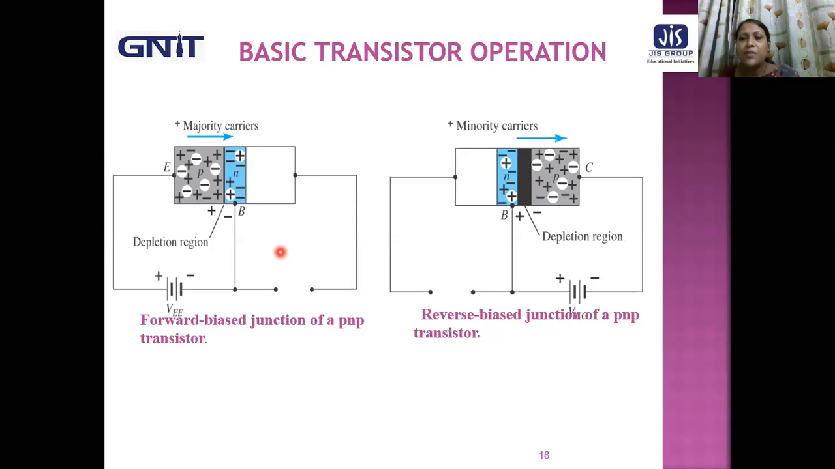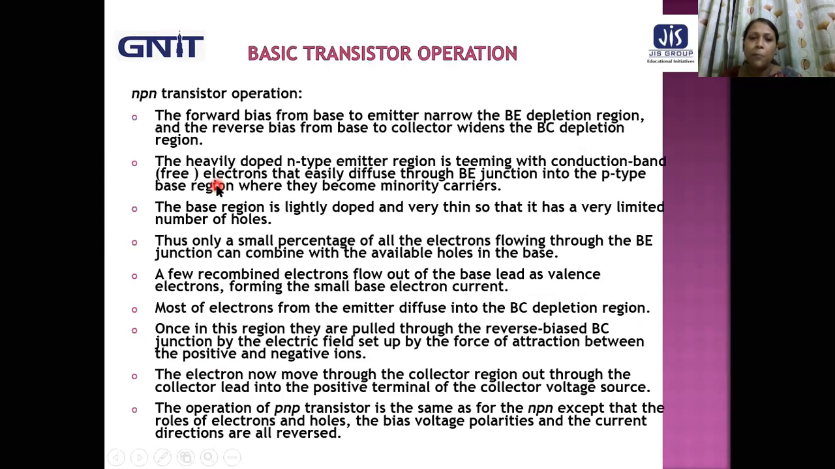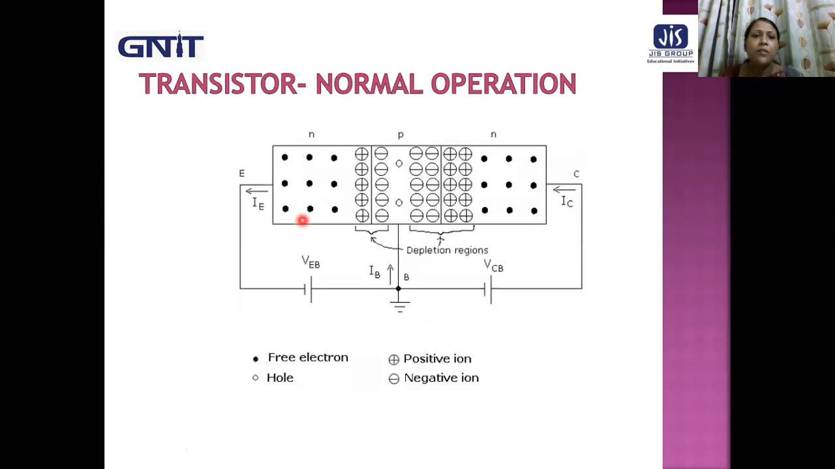But the collector base junction is reverse biased. That's why the width of the depletion region is very, very large here. If we keep on increasing the reverse bias voltage, the width of the depletion region also increases. So minority carriers flow in the reverse biased junction and majority carriers flow through the forward biased junction. So this is the transistor normal operation.